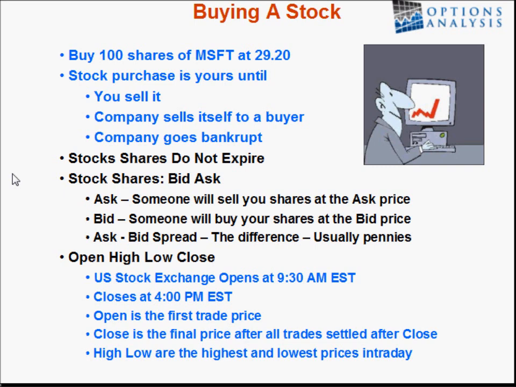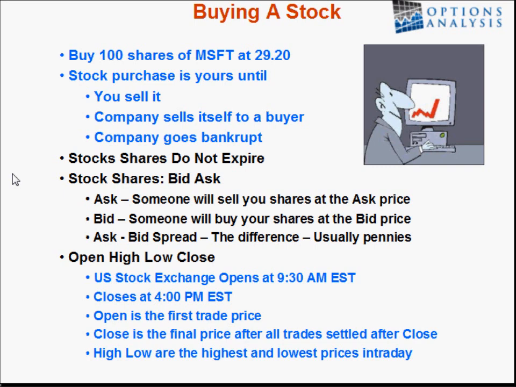Once you buy the stock, the purchase is yours until you decide to sell it in the future, or the company sells itself to a buyer, in which case your shares would be converted into the new stock or bought out at the purchase price of the buyer, or the company goes bankrupt, in which case your stock goes to zero. Stock shares don't expire if none of the above events happen, and they are yours to keep, and you'll keep accumulating dividends if the stock has a dividend.